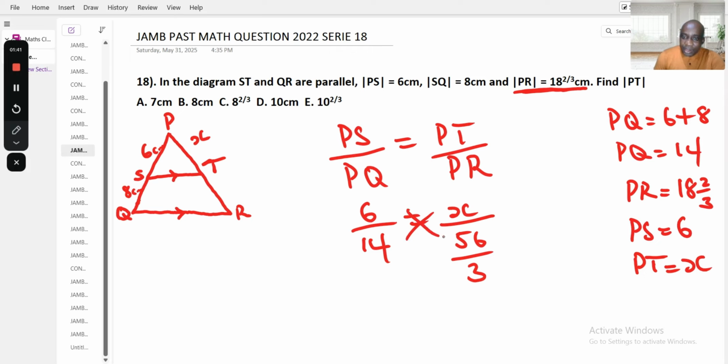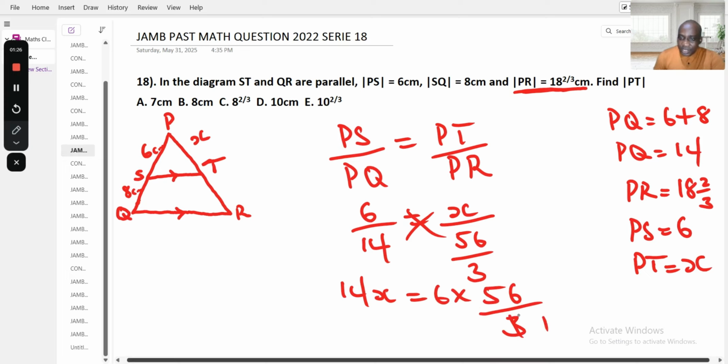Cross multiply. 14 multiplied by x gives me 14x. 6 multiplied by 56 over 3, isn't it? 3 into 3 is 1, 3 into 6 is 2. I think there's no more space. Let's move to the next page. Our final is 14x equals, I've divided this one, this one is 2. Therefore 2 times 56. This is what we have left.